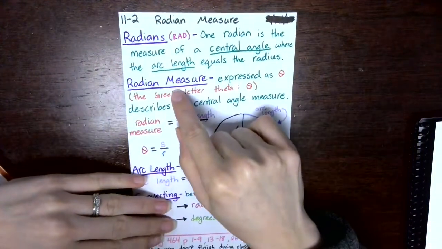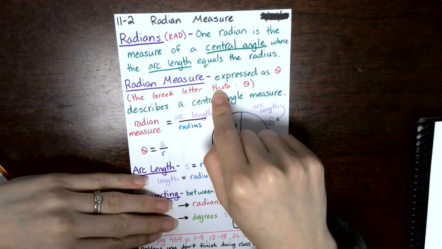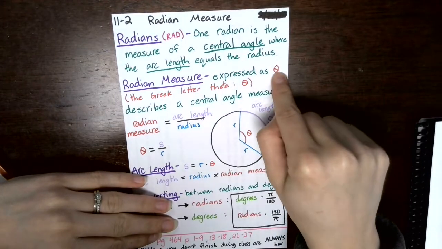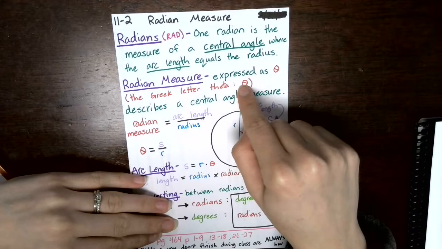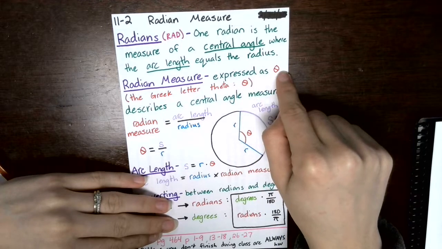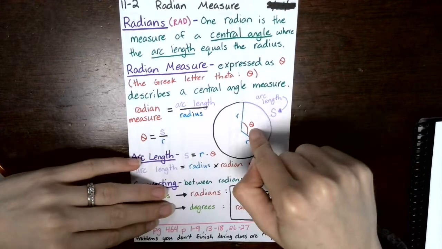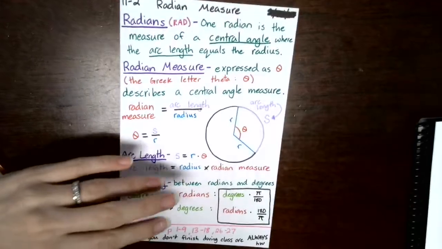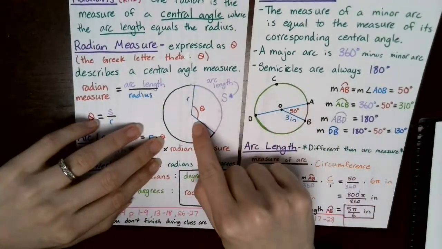So radian measure is expressed as theta. It's the Greek letter theta. It looks kind of like a 0 with a slash through it, but not all the way through. It's like an O with a line through it. We call that theta, meaning an angle. It describes a central angle measure. So in 11-1, a central angle measure was in degrees. Now we're talking about it in radians.